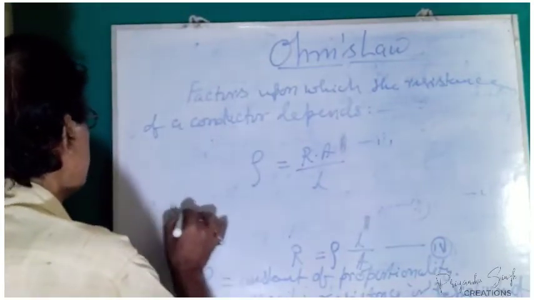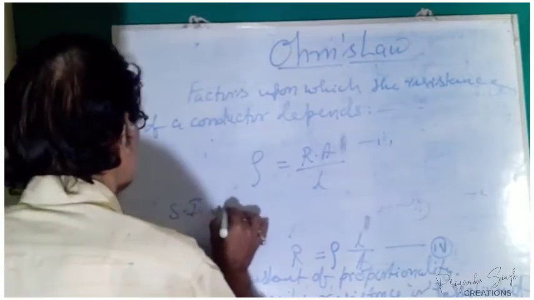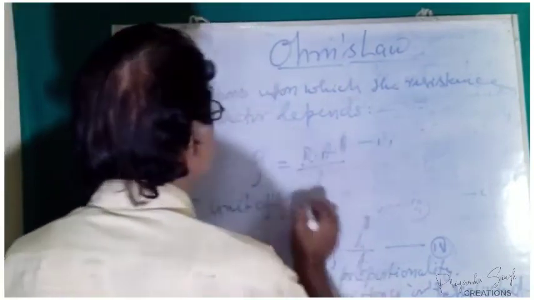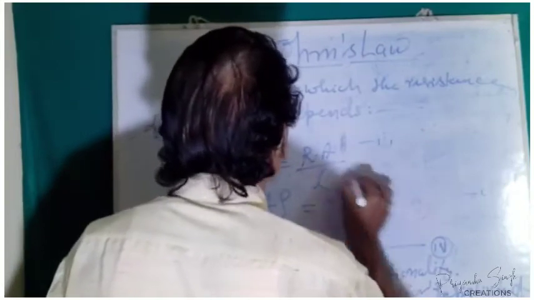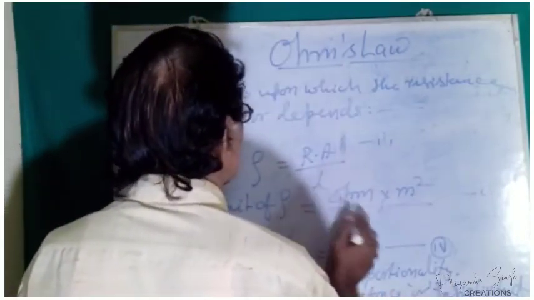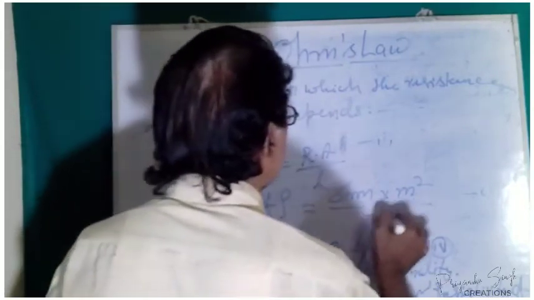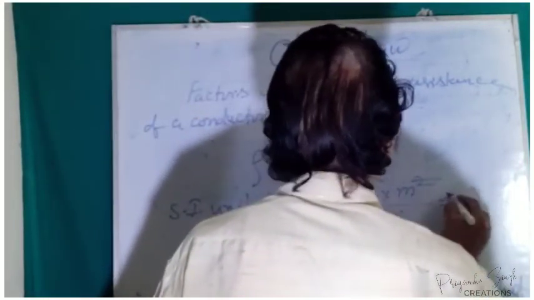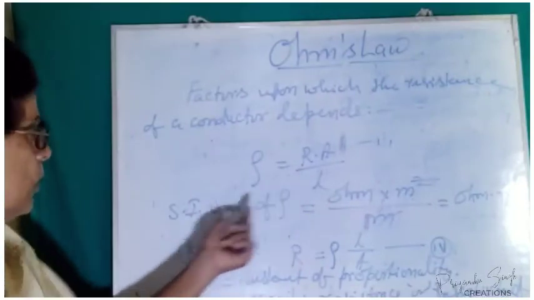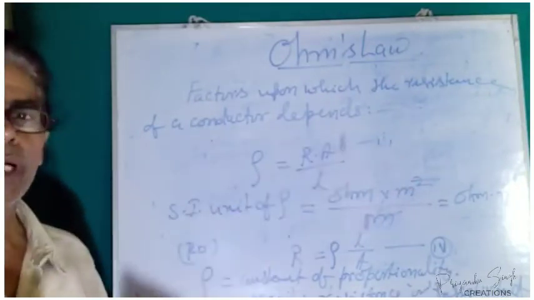So what is the SI unit of resistivity? SI unit of resistivity, rho, equal to SI unit of resistance, that is ohm, into SI unit of area, meter square, by the SI unit of length, that is meter. Here meter is cancelled out by meter square. So we have the unit ohm into meter, ohm meter. So the SI unit of resistivity is ohm meter.